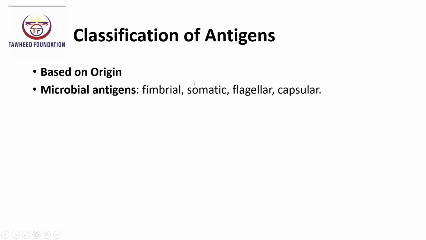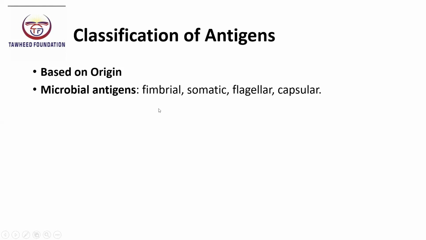Next is classification of antigens based on origin, and microbial antigens. Antigens can also be classified according to their origin. Microbial antigens are among the most important. This can be further divided into different types based on their location or function within the microbe. So there are different types: febrile, somatic, flagellar, and capsular. So we'll see one by one.